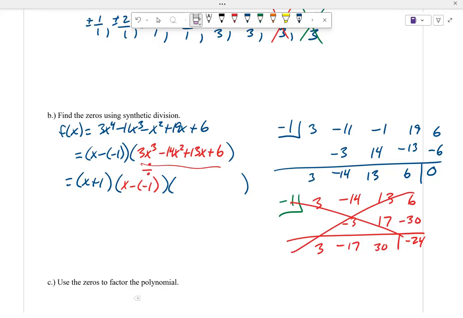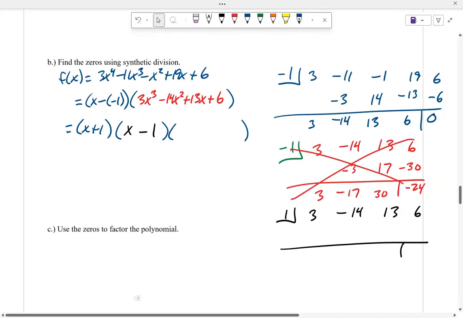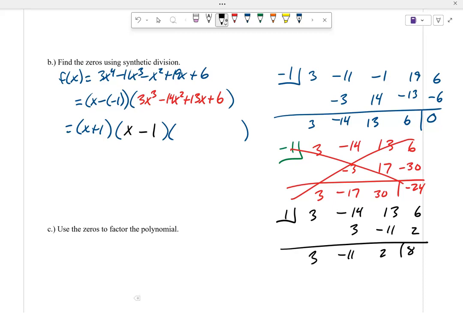So we could try positive 1 instead. So let me erase this. So let's try positive 1. X minus 1. So let's try 1. Let's see if that'll work. Okay, positive 1 is not a 0. Positive 1 is not a 0. Let's jump to our next one on our list, which would be 2.